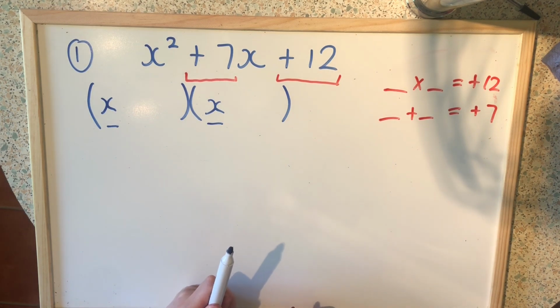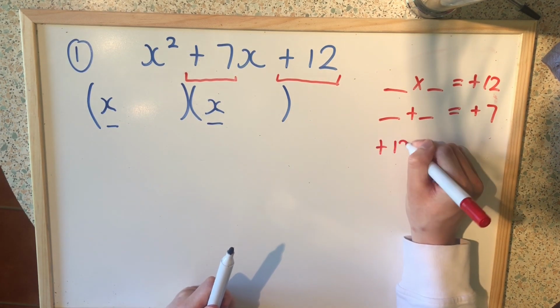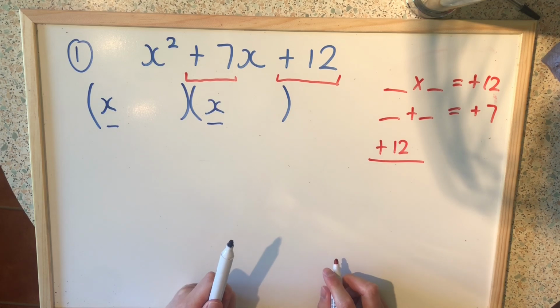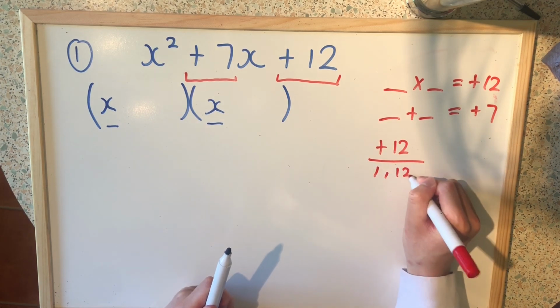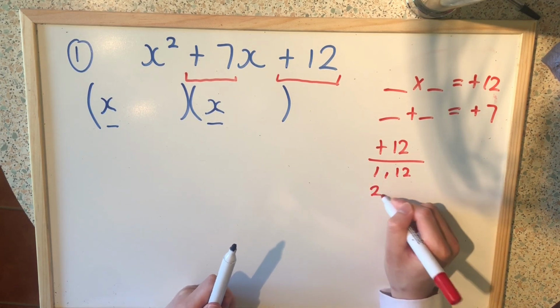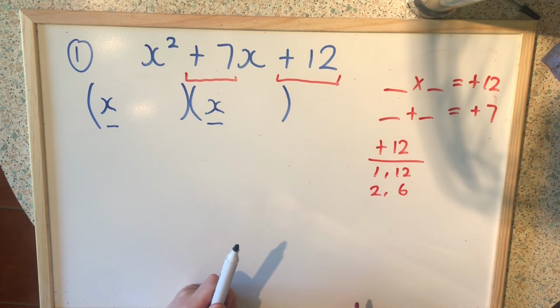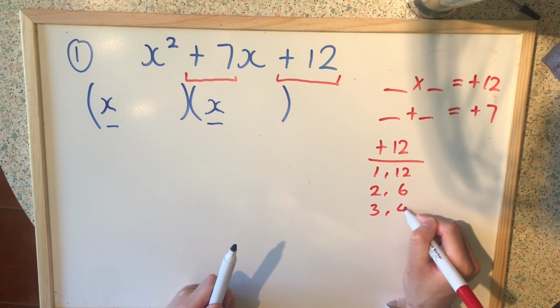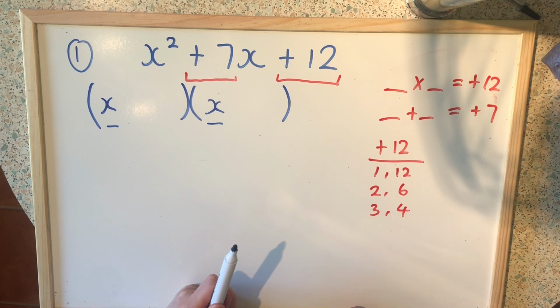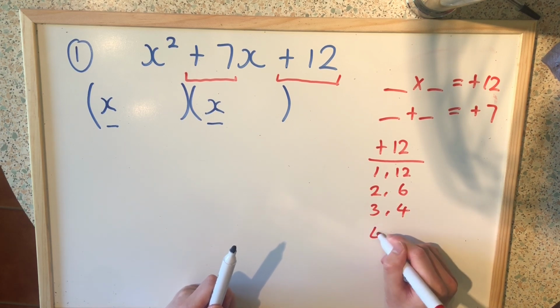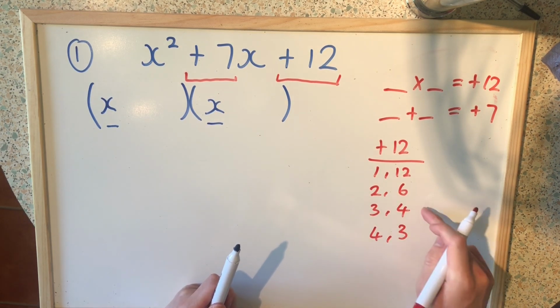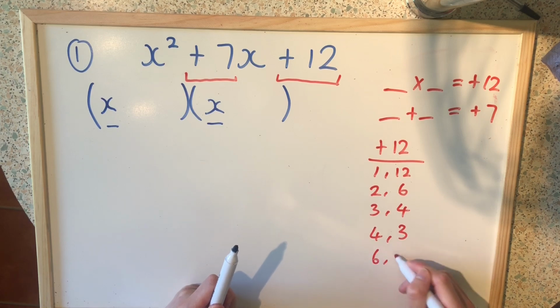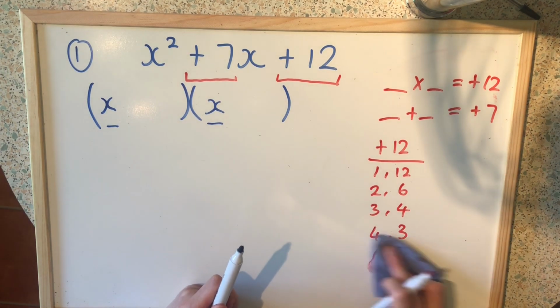So if we look at the factors of 12, positive 12, we can have 1 times 12, we can have 2 times 6, and we can have 3 times 4. And then that's it. If you go any further, we're going backwards. 4 times 3, which is the same as that. 6 times 2, which is the same as that. So that's it.